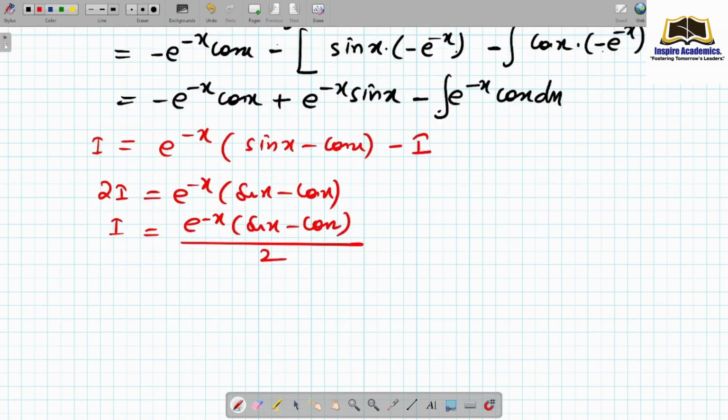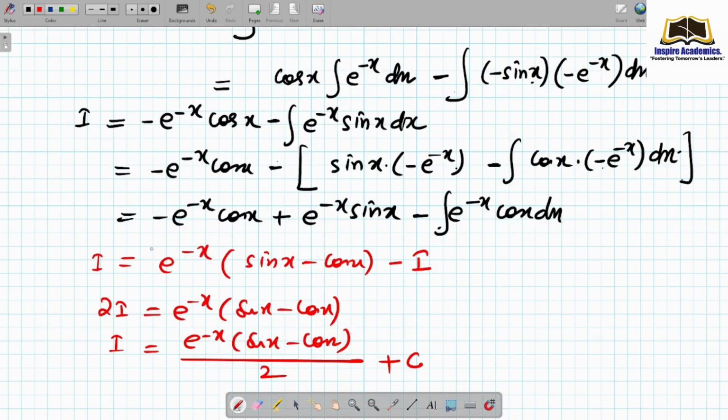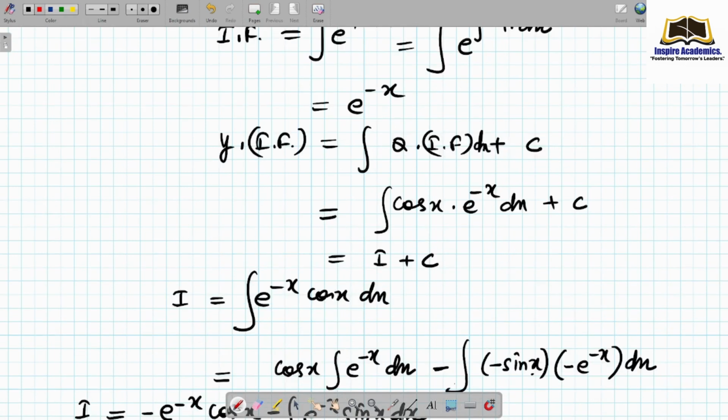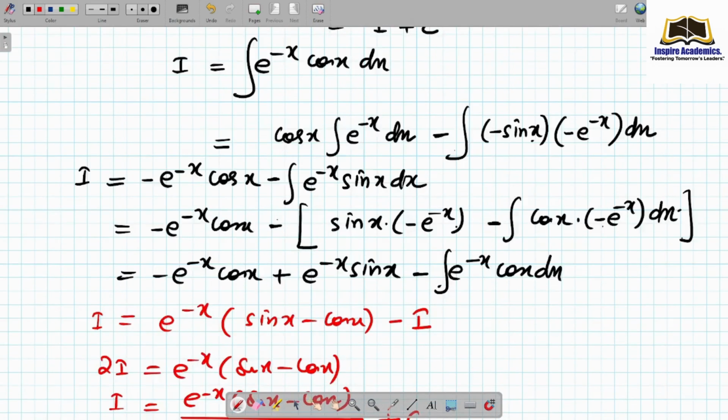Yes, we will put it there. Okay, if you want to write, let us write it even here. It's okay. Now let's put this value back to our solution. So the solution was somewhere here, if you remember, it was here. So y times IF is nothing but y e to the power negative x. Okay, so let me write down.